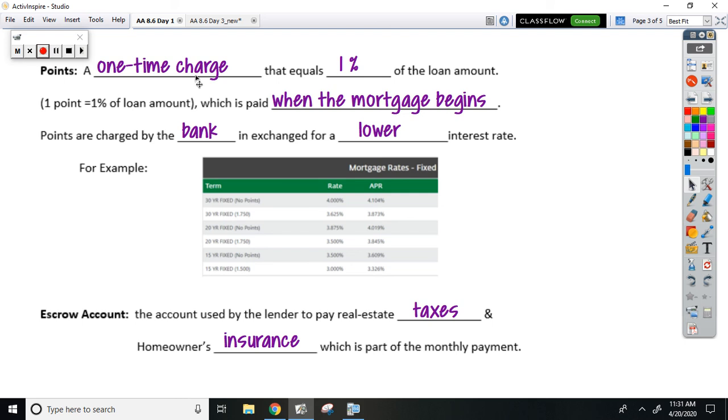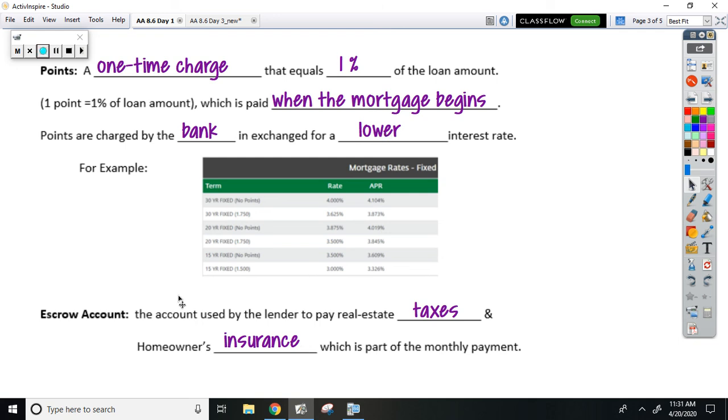Points. Points are a one-time charge that is equal to 1% of the loan amount. So if we charge 1 point, it's 1%. If we charged 3 points, it would be 3% of the loan amount. This is paid when the mortgage begins. Points are basically charged by the bank in exchange for a lower interest rate. So if you are charged points, you'll be paying that upfront cash in exchange to get a lower interest rate over the total 30 years of your mortgage.